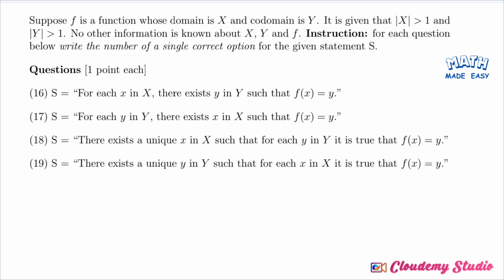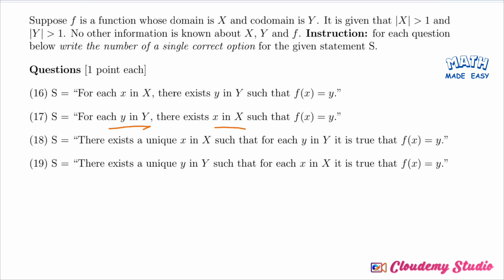The question is: for every x in X, there exists y in Y such that f(x) equals y. Then, for each y in Y, there exists x in X such that f(x) is y. The next one is: there exists a unique x in X such that for each y in Y it is true that f(x) equals y. Next: there exists a unique y in Y such that for each x in X it is true.